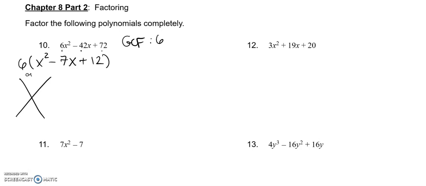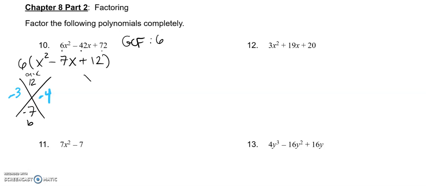A times C I'm going to throw up there. 1 times 12, that is 12. Our B value is negative 7. So we are looking for two numbers that multiply to 12, add to negative 7. Since they add to something negative and multiply to something positive, they're both negative. And what two numbers that multiply to 12 make me think 7? That would be 3 and 4. So our two values are negative 3, negative 4.